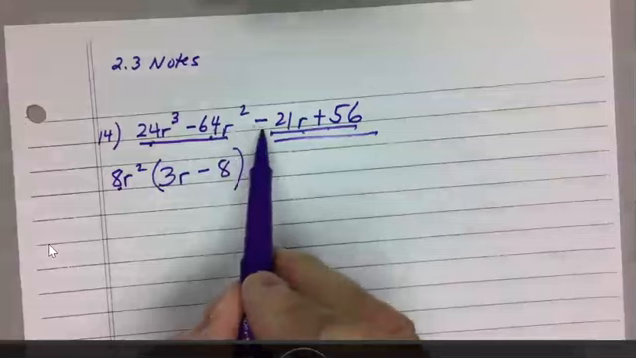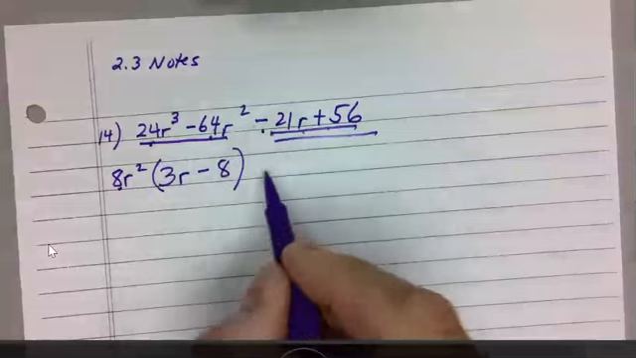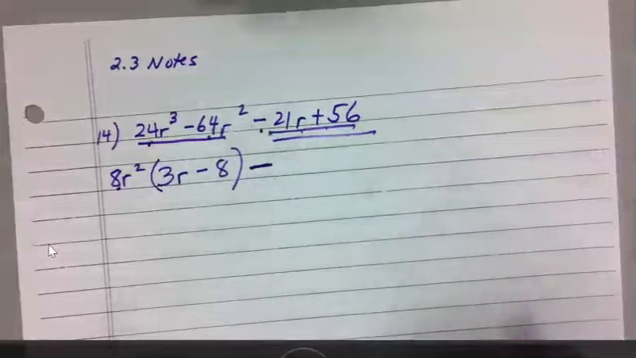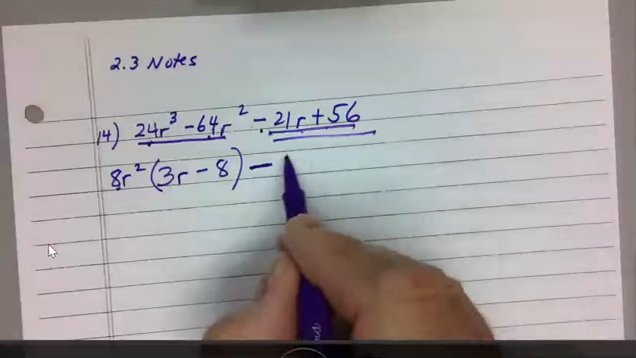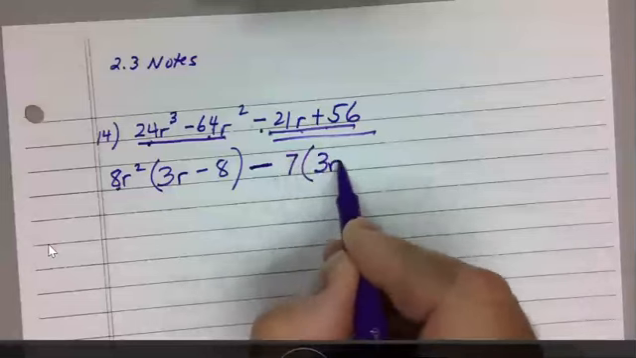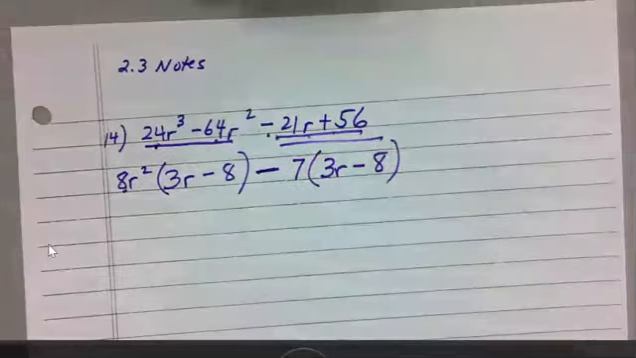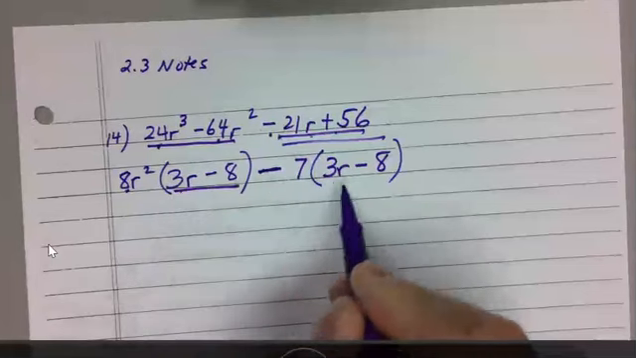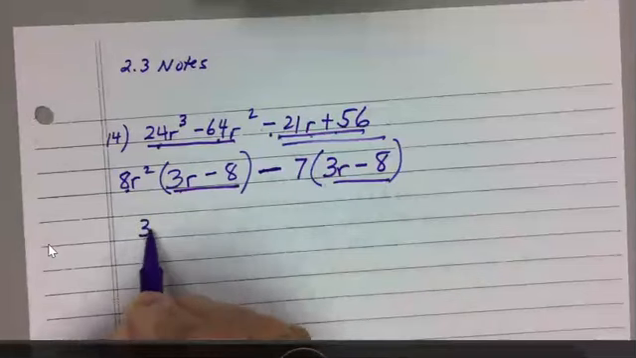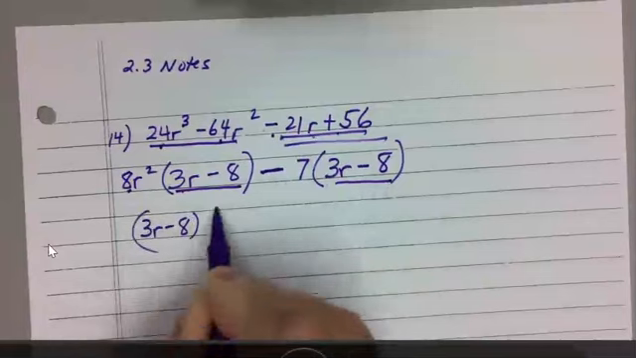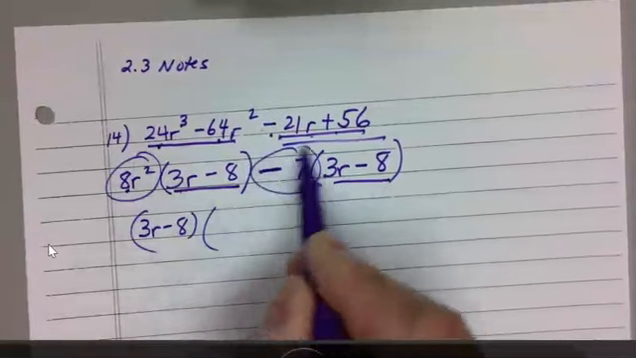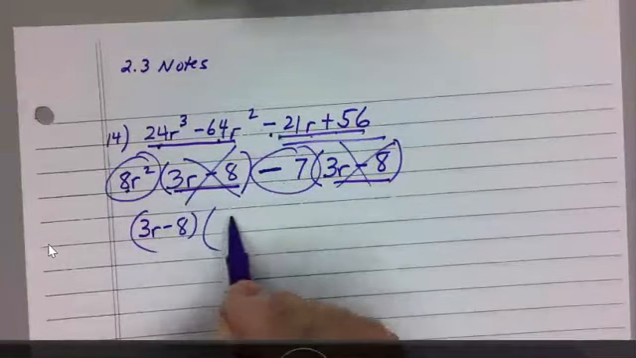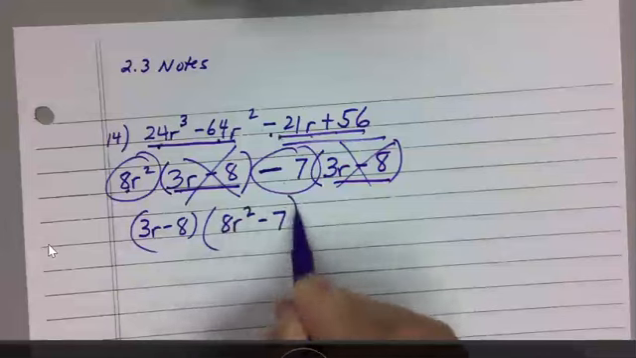Again, the leading coefficient of these two is negative, so what do I factor out? A negative. Factor out a 7, which leaves me 3r minus 8. That's the GCF. And then these two are the same, correct? And what's left over are these two, correct? So I'll let you work on your homework now.